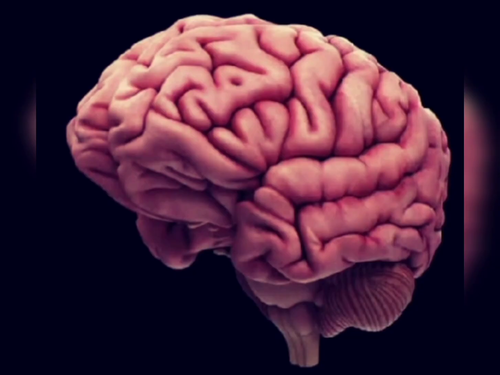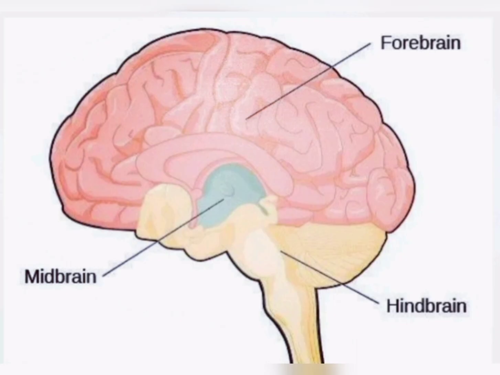Now we discuss the parts of the human brain. Following are the major parts of the human brain. Number 1, forebrain. It is the largest part of the brain. It is the anterior part of the brain. The forebrain parts include: firstly, cerebrum; secondly, hypothalamus; thirdly, thalamus. The forebrain controls the reproductive functions, body temperature, emotions, hunger and sleep.